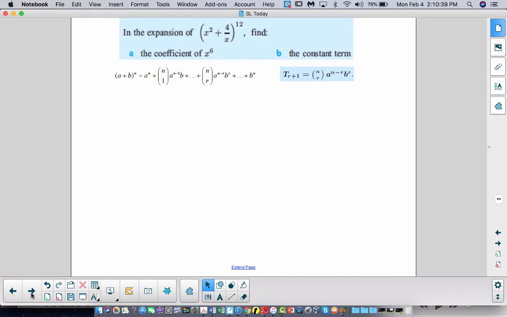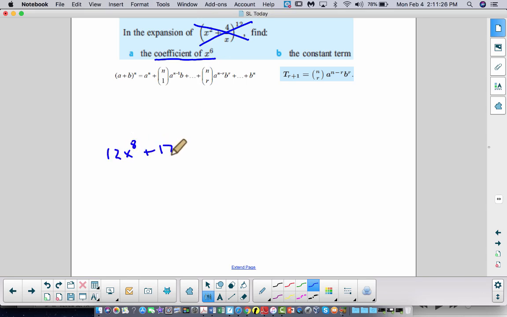All right, things get a little dicier here, but it's not too terrible. We are being asked to find the coefficient of x to the 6th power. Okay, what does it mean, coefficient of x to the 6th power? So let's just ignore this for a second. And let's just say I had some polynomial, like 12x to the 8th plus 17x to the 7th plus 32x to the 6th minus 47x to the 5th minus, and so on. Well, the coefficient of x to the 6th is this number, 32.